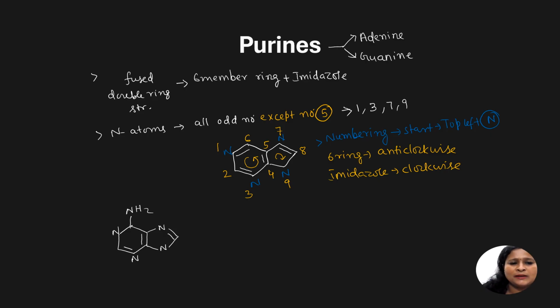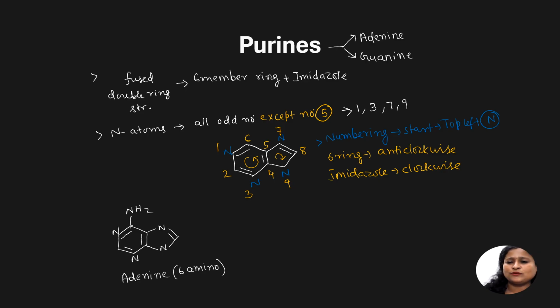So let's add the double bonds and satisfy the valency. This is the structure for adenine. I hope it is clear, very easy to remember. The side chain which you have to attach is 6 amino. Just remember it and remember the overall structure of purine, and you can easily make the structure of adenine.